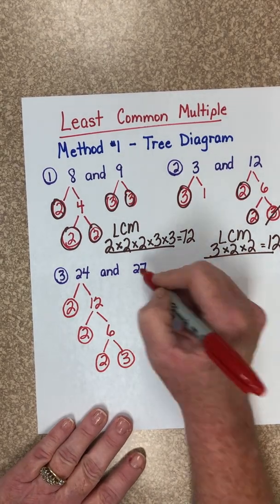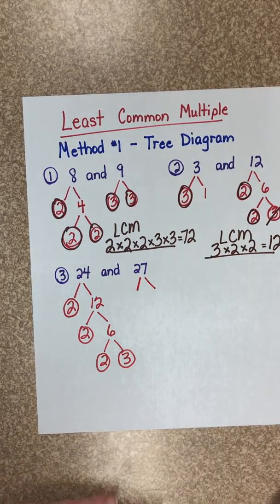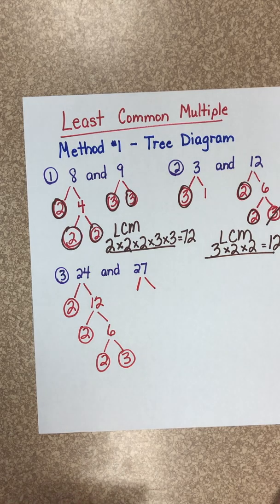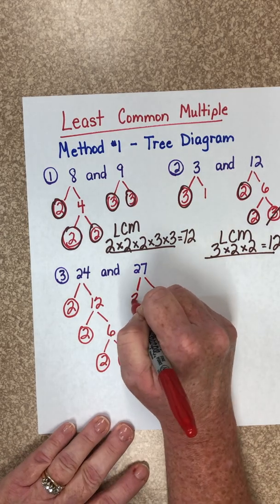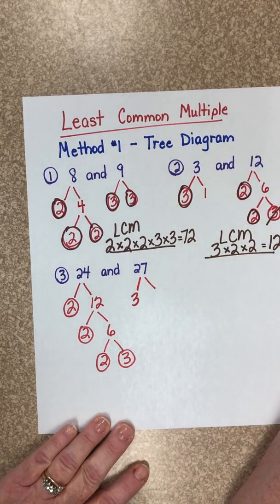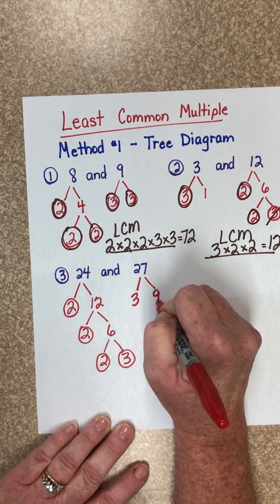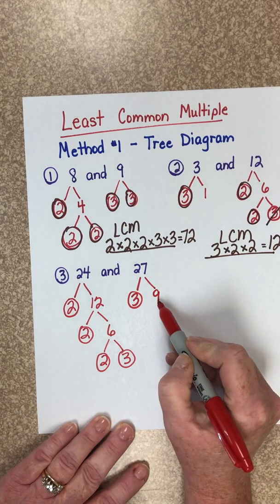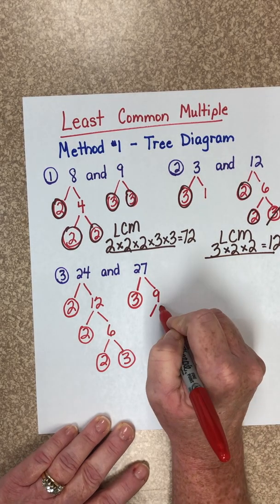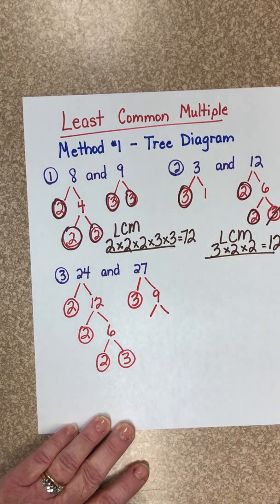Let's go to 27. Start with our 2 branches. 27 is an odd number. So the smallest prime number for an odd number is 3. Well, 3 times what is 27? Well, that's 9. 3 is a prime number, so we'll circle it to keep it. But 9 is not prime, it's composite, so it means we need to break it down and show the branches.